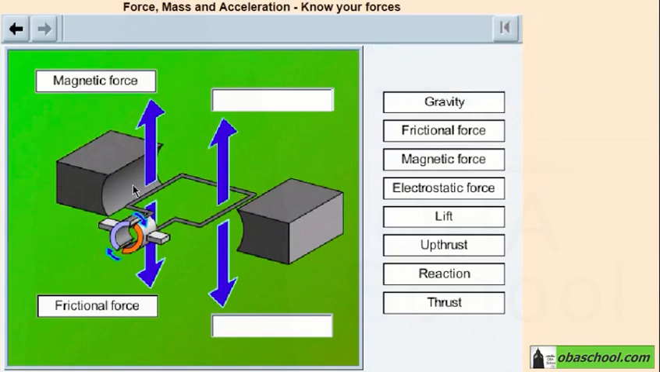Well, since the magnetic force is acting upwards, this means that the loop is rotating clockwise. So if we follow the rotation, we will notice that the downward force here is the magnetic force. Consequently, the upward force, which is the force that opposes the motion, will be the frictional force.